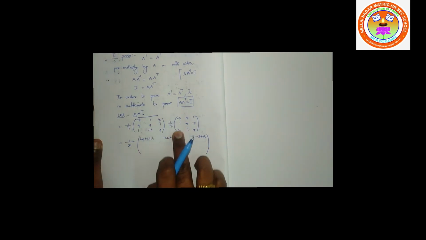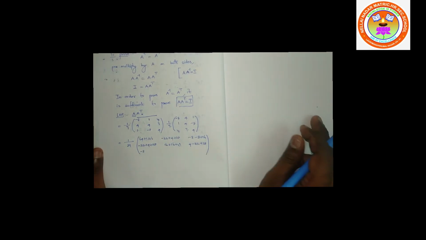Second row multiplied with first column. 4 into minus 8, which gives minus 32. 4 into 1, which gives 4. 7 4s are 28. Second row, second column. 4 4s are 16. 4 4s are 16. 7 7s are 49.